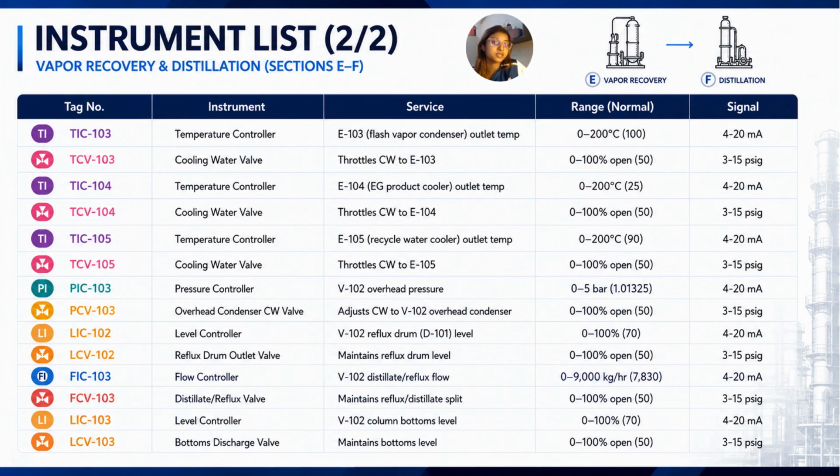For cooling and condensing, we track thermal efficiency via 3 sequential temperature loops: TIC103 for the flash vapor condenser, TIC104 for the EG product cooler, and TIC105 for the recycled water cooler. Each of these controls its own cooling water valve, TCV103, 104, and 105.